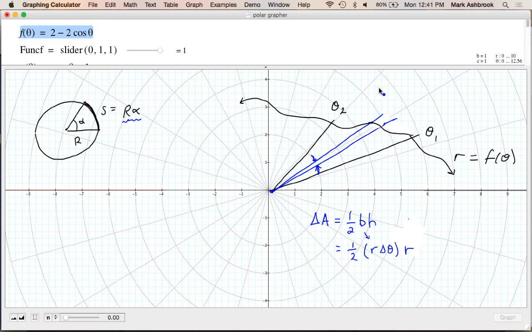So the base is this little bit of arc length right here. And that's the base of the triangle, which is R delta theta. And then the height of the triangle is R. It's from the base to the apex is also R. So what do we get? We get 1/2 R squared delta theta, and that comes from the area of a triangle. We get this thin triangular sliver. That's our element for polar area.